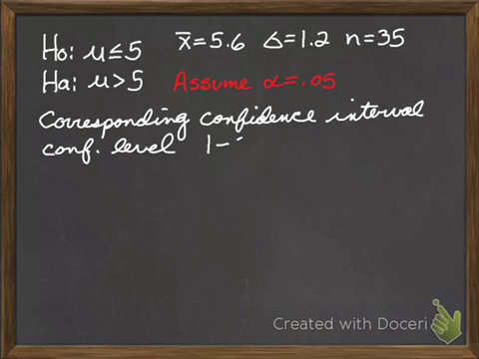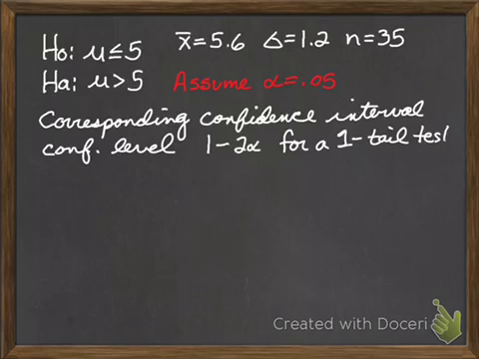So what we're going to do first is calculate the confidence level for the corresponding confidence interval. And whenever you have a one-tailed test like this, the confidence level is 1 minus 2 alpha. All right, now how do I know this is a one-tailed test? I know it because when I look at the alternate hypothesis, it is in one direction. Mu is greater than 5. That's one tail. It's the right tail of the distribution.